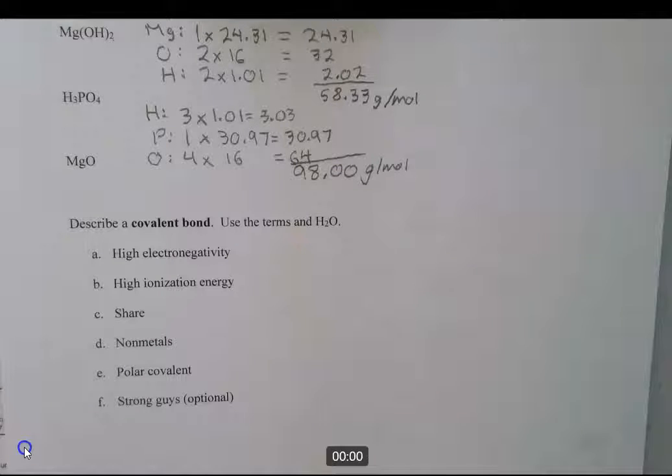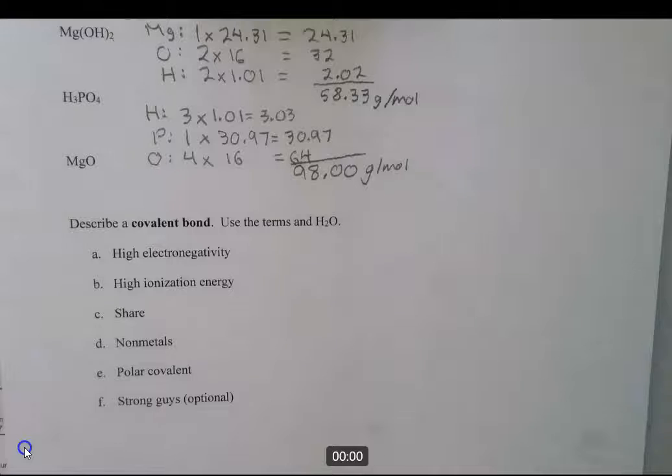Most of the bonds in your body are covalent bonds. And those are strong guys. They have high ionization energies, which means it takes a lot of energy to take an electron away from them. And they have high electronegativities, which means that they like to grab electrons from the outside, and they're very good at that. They're strong at pulling those in.